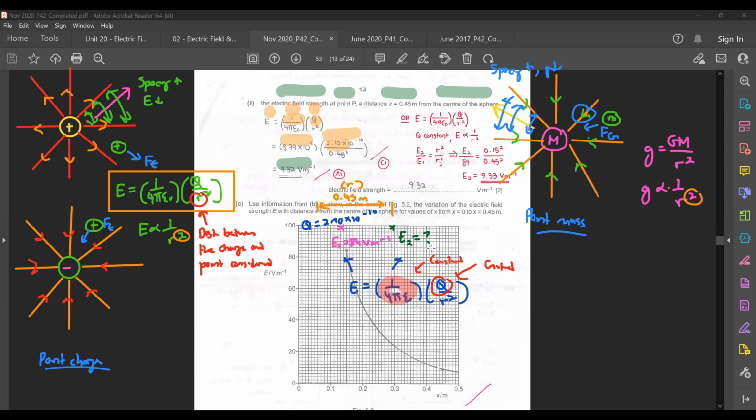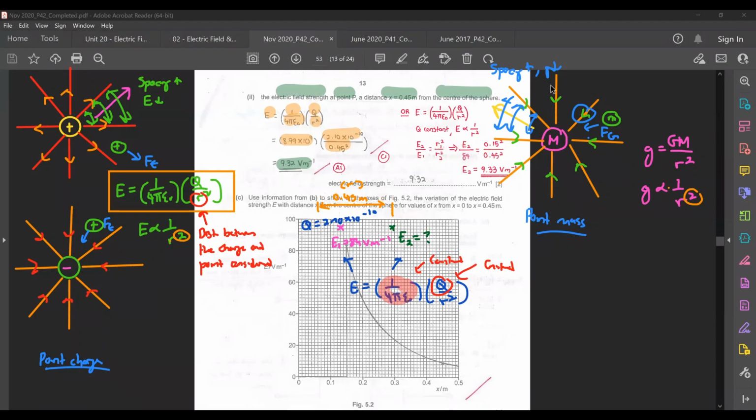Okay, let me just show you the working. Here I say that E equals 1 over 4 pi epsilon naught Q over R squared. Because Q is constant here, E is inversely proportional to R squared. So I can say E2 to E1 is R1 squared to R2 squared. All right. Therefore, E2 over 84 equals 0.15 squared to 0.45 squared, giving you 9.33 volts per meter.